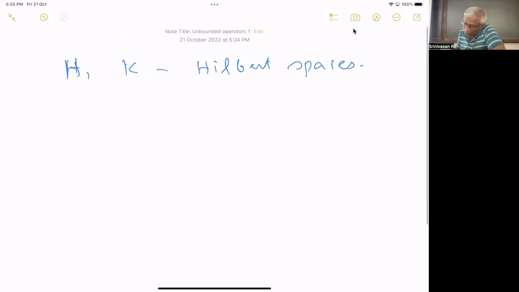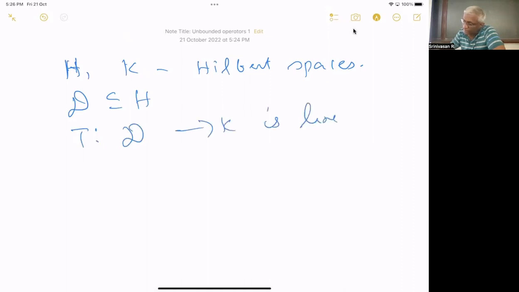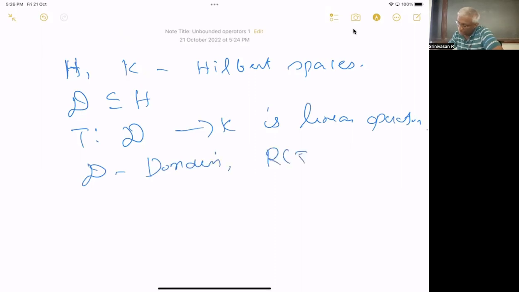Okay. So H and K are two Hilbert spaces. Now D is contained in H. A linear operator T from D to K is a linear operator. Of course, you know what a linear operator is. We will deal with this, and D is the domain. We will denote it by D(T). Sometimes I write ordinary D; I hope I will always write it strictly, but otherwise, ordinary capital D is also the domain only.